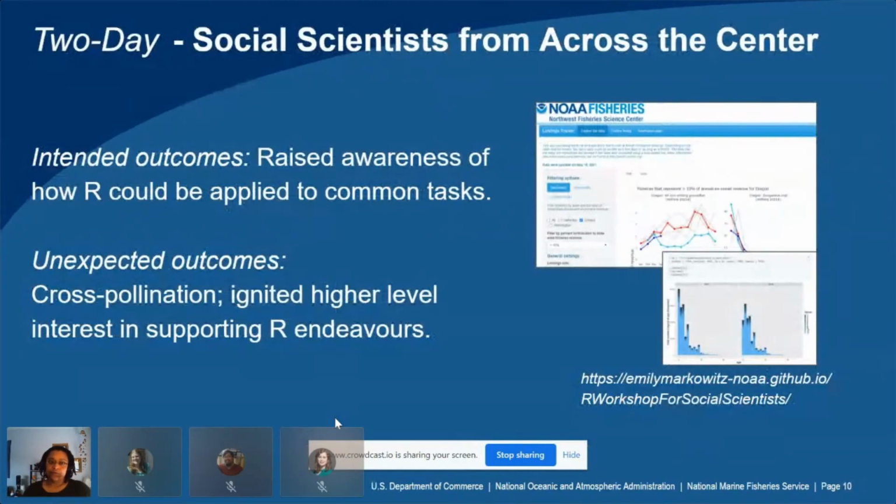So what did we experience from each of these? I'm going to highlight here the unexpected outcomes because I think in the previous 2 talks, you've heard a lot about what it takes to get a training up and running and the things you need to think about. We definitely did much of the same types of things. So let's talk about those unexpected outcomes.